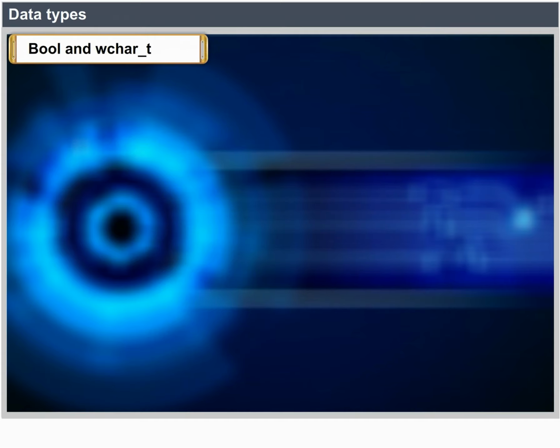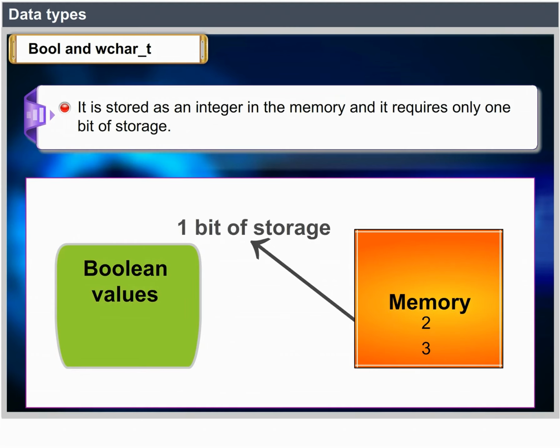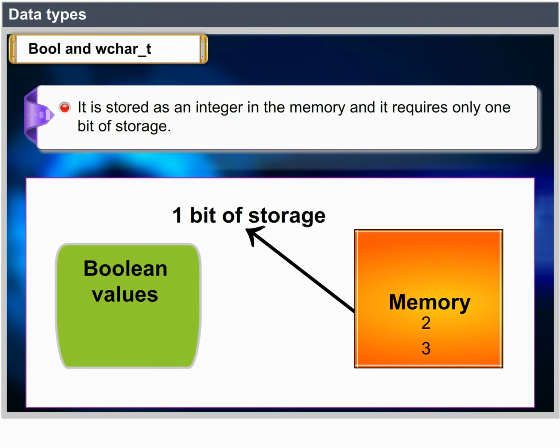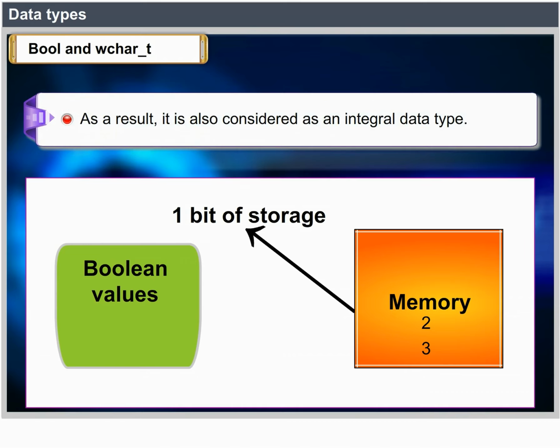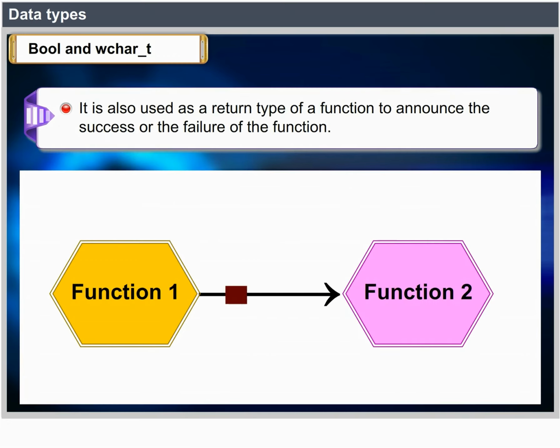Bool and wchar_t. The bool data type can hold only Boolean values, that is, either true or false, where true represents 1 and false represents 0. It requires only 1 bit of storage. However, it is stored as an integer in the memory. Thus, it is also considered as an integral data type. The bool data type is most commonly used for expressing the results of logical operations performed on the data. It is also used as a return type of a function, indicating the success or the failure of the function.